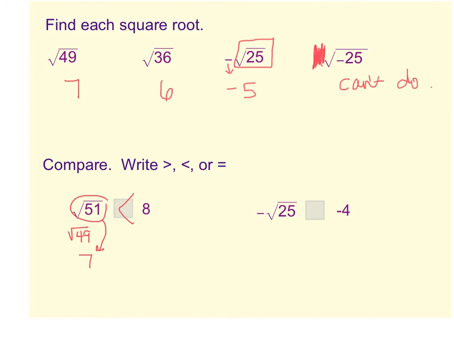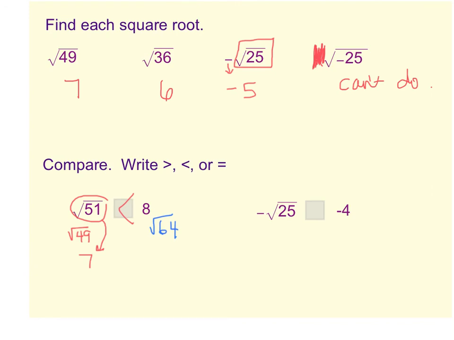Another way to approach that is you could say 8 is equal to the square root of 64, because square root of 64 is equal to 8. And then you could say, well, the square root of 51 is going to be less than the square root of 64. You just want to get those into the same form so that they're easy to compare.